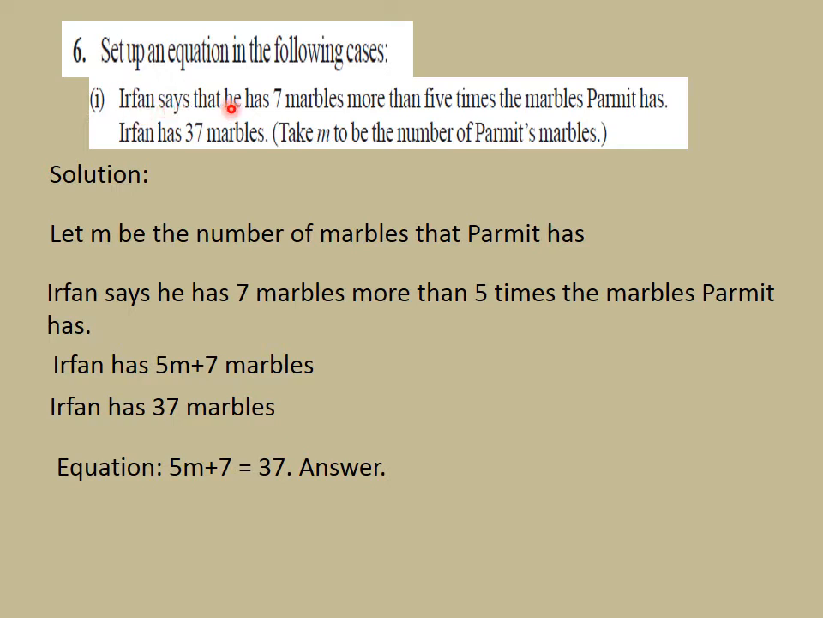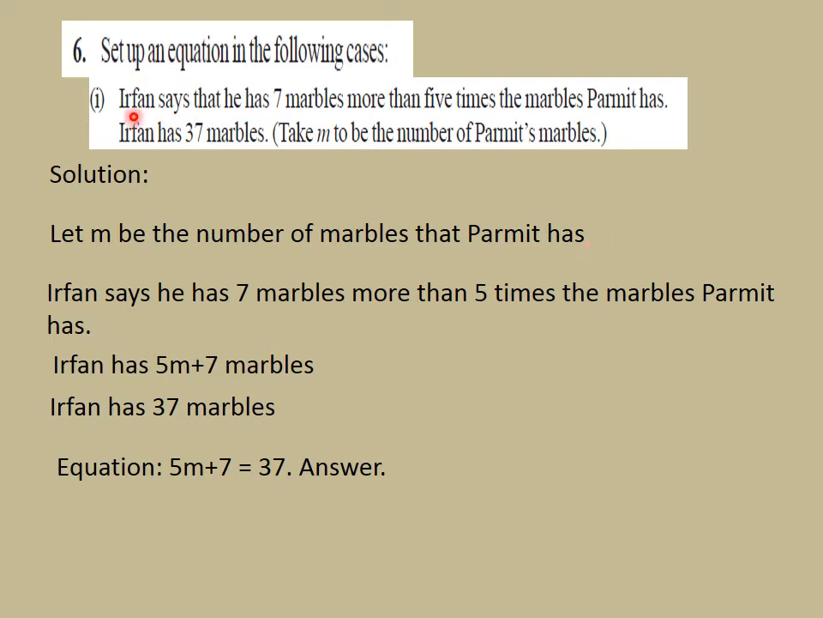Irfan says that he has 7 marbles more than 5 times the marbles Parmeet has. Okay. Irfan has 37 marbles. Take M to be the number of Parmeet's marbles. So Parmeet's marbles, we have to take it as M. So let M be the number of marbles that Parmeet has.